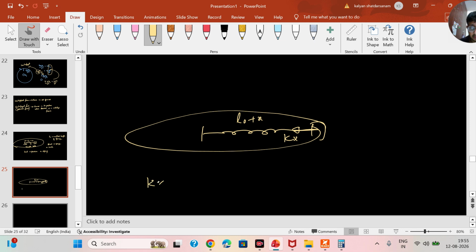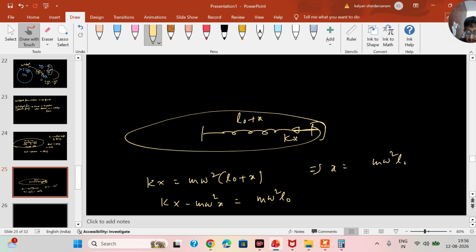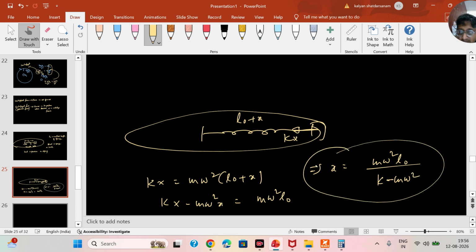So this force is responsible for the acceleration of the block, m omega square times the radius, because it is being rotated with omega. The radius is L naught plus x. So k is given, m is given, omega is given, L naught is given. You are asked to find x. So we can get it from here. kx minus m omega square x is m omega square L naught. So from here, x will be m omega square L naught divided by k minus m omega square. This will be the expansion in the spring.